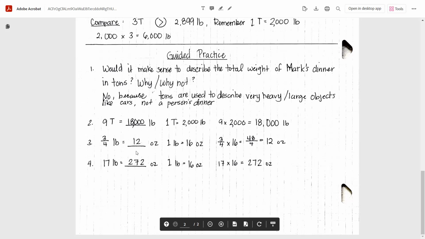For number 3, 3/4 of a pound in ounces. If 1 pound is 16 ounces, 3/4 times 16 is 48 fourths. 4 goes into 48 12 times. So 3/4 of a pound is 12 ounces. And for number 4, 17 pounds in ounces. 1 pound is 16 ounces, so 17 pounds is going to be 17 times the 16 ounces, which equals 272 ounces in 17 pounds.